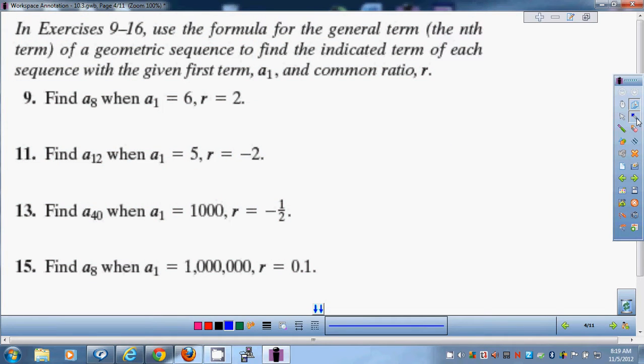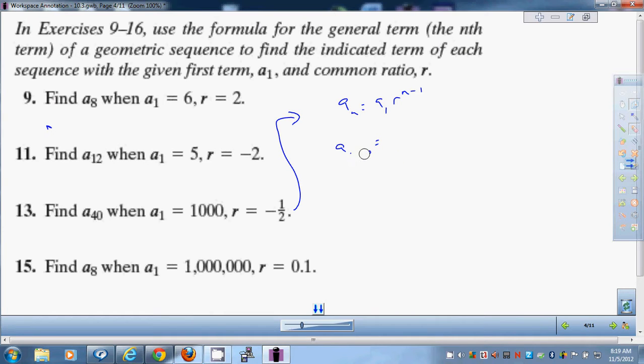Let's jump straight into a hard one, like number 13, because I don't think anybody actually wants to do this to the millionth term. So the formula was a sub n equals a sub 1 times r to the n minus 1. Is that right? We're looking for the 40th term. Oops, my bad. We're looking for a sub 40. A sub 1 is 1,000 times the r value to the 40 minus first, so to the 39th. You can punch that in your calculator.